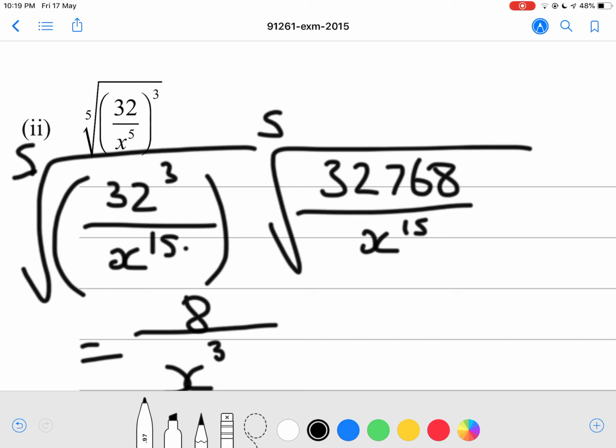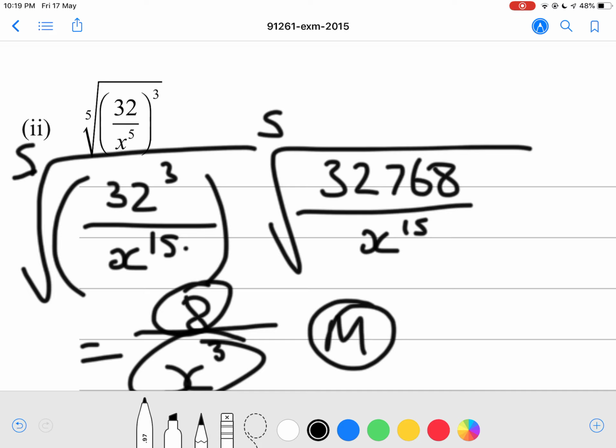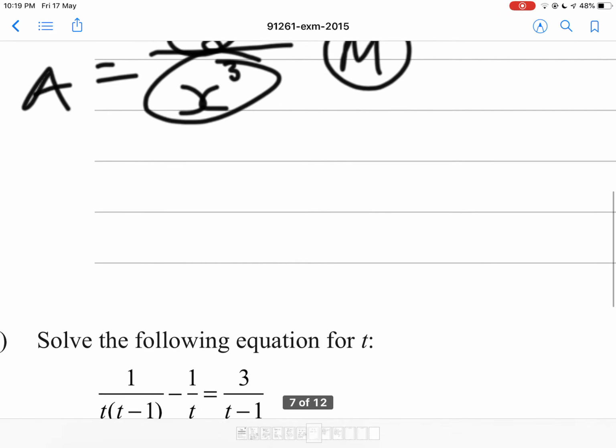And you can't simplify that any further, so we'll just say that this is a merit here for finding the correct answer. Or you can get numerator or denominator correct. So basically, if you get the 8 or you get the x to the power 3, you'll get an achieved. So either one of them, okay? Alright, moving along.